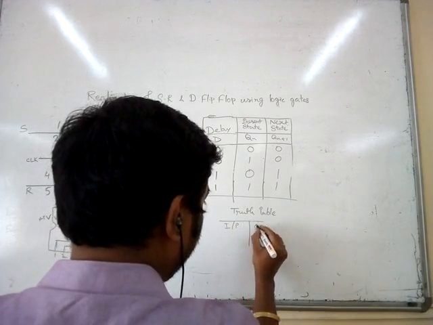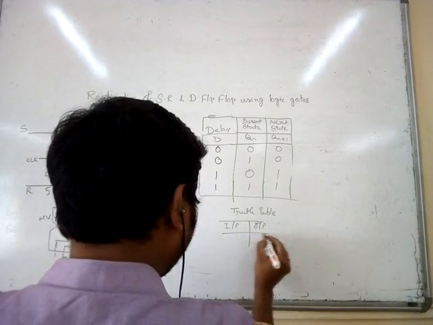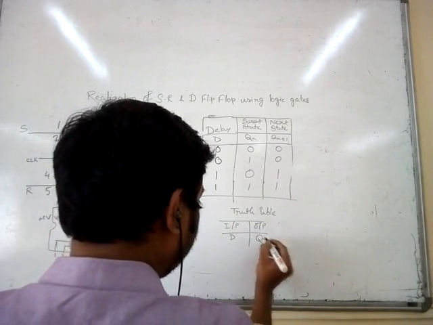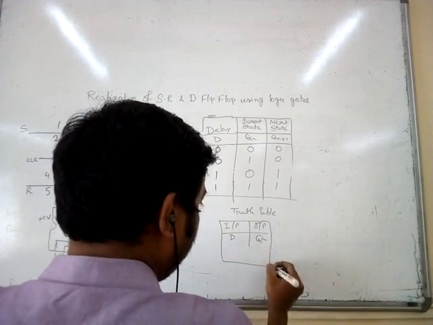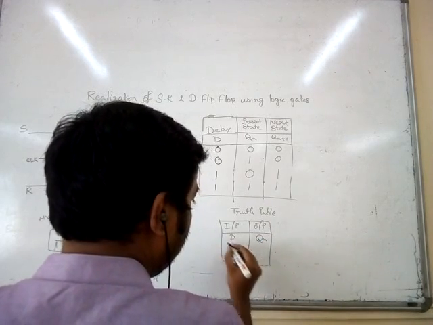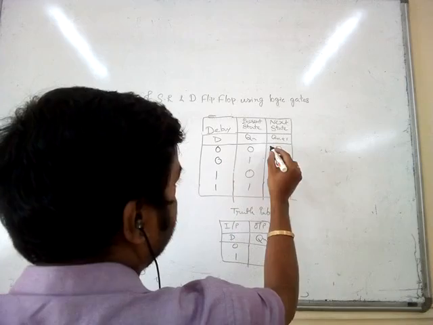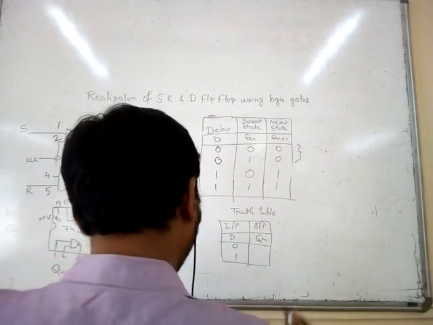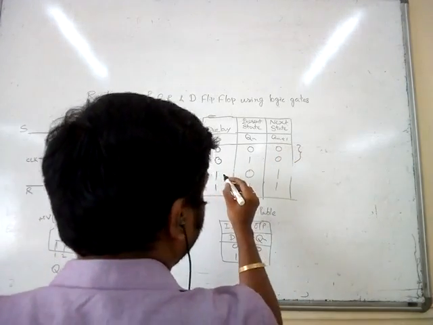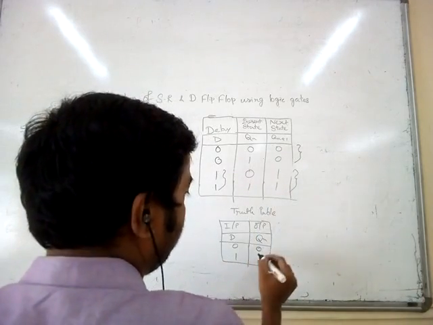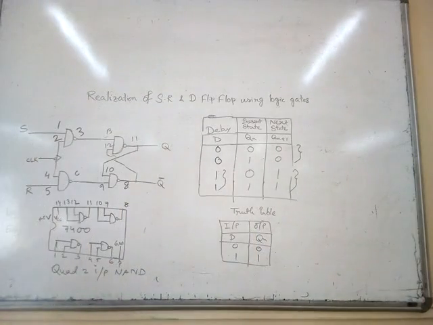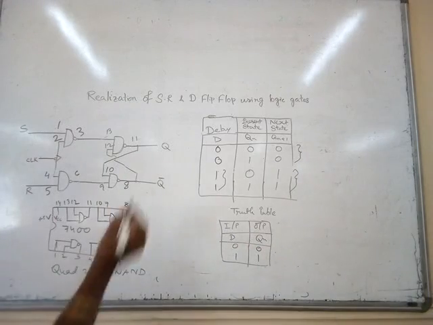That is input, it is output, it is D, it is Q. You can see there are two states, 0 and 1. For 0, we get output 0, and for 1, we get output 1. So this is the final truth table of the D flip-flop.